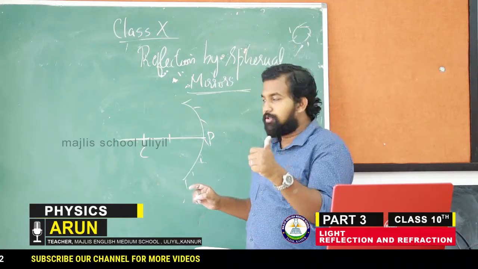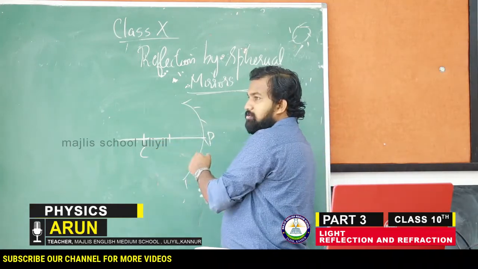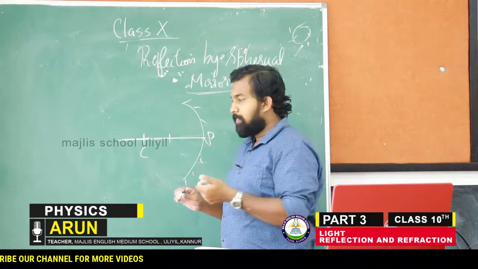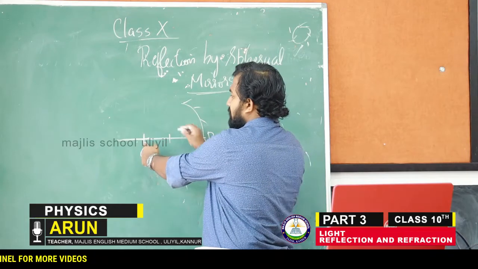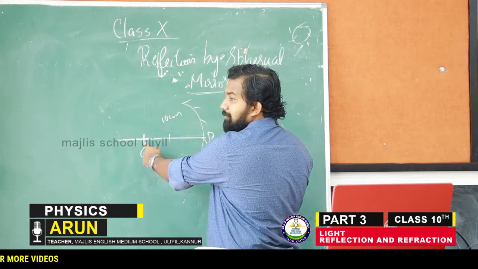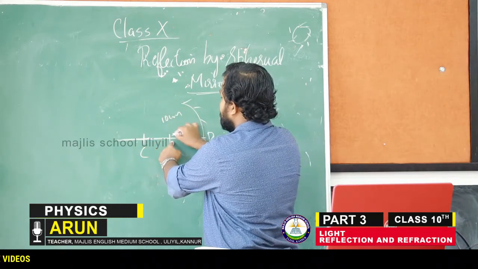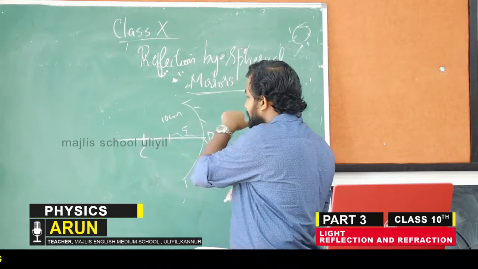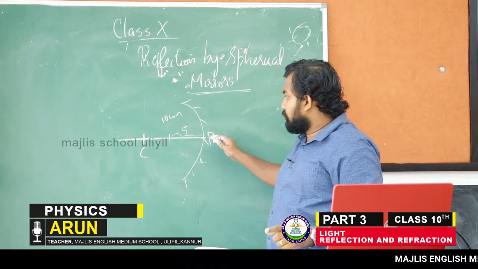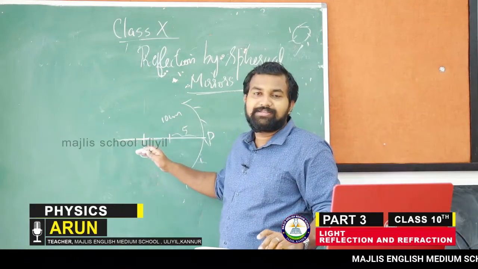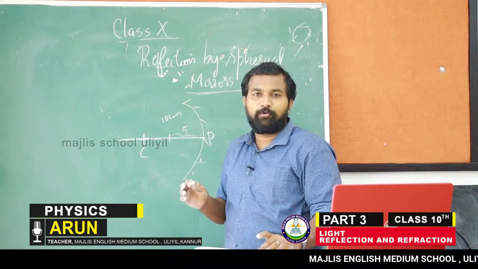You have to take note that whenever you are drawing like this, you have to use your scale and pencil. Calculate the distance from the pole to the center of curvature. Let it be 10 centimeters. Then the principal focus should be at 5 centimeters. You have to measure the distance and draw it. Otherwise, it will be a big problem for us.